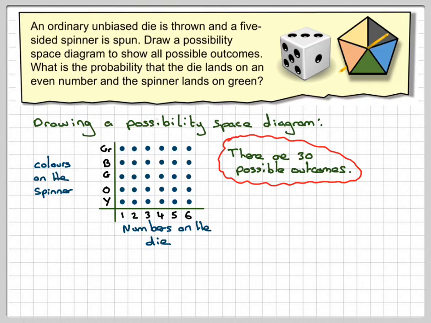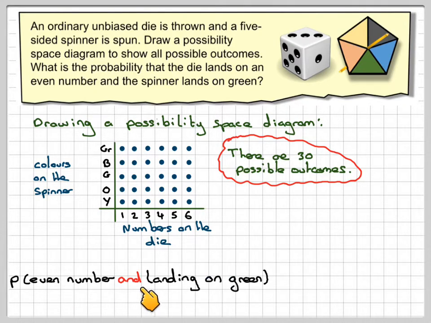Okay, so what we're going to do now is find the probability that the die lands on an even number and the spinner lands on a green. So probability of an even number and landing on a green. The word "and" is quite important here. It's going to be that one, and that one. There are 3 possibilities out of 30, so the probability will be 3 out of 30, and that cancels down to 1/10.